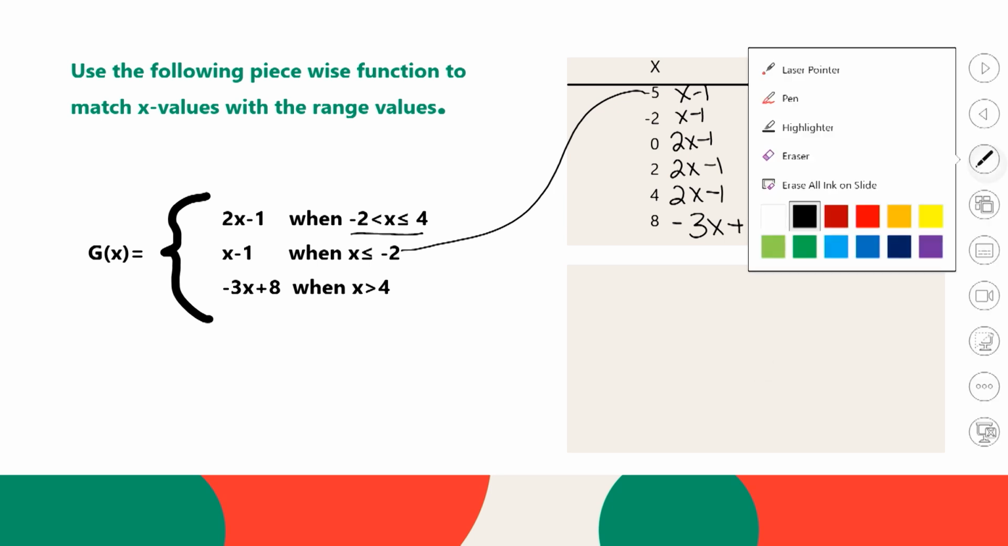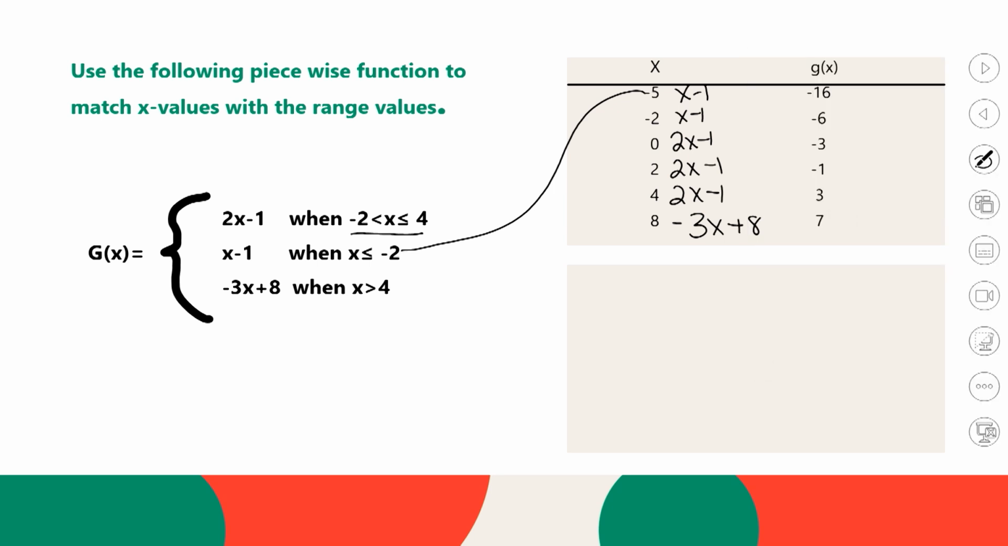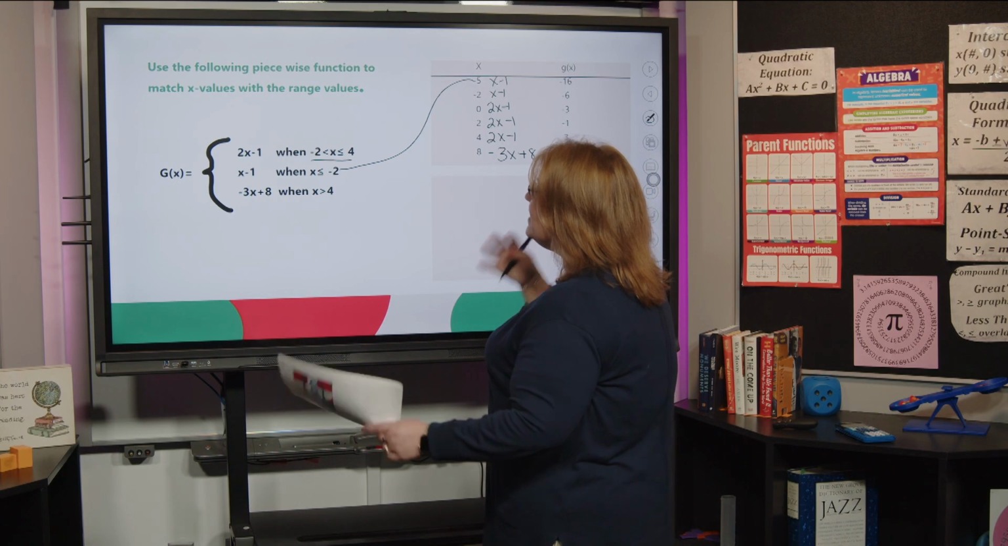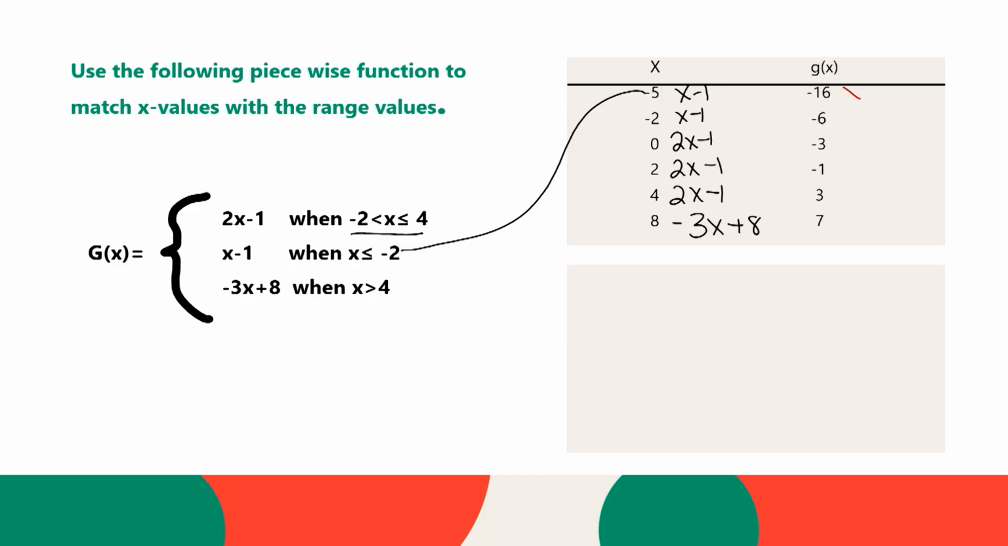All right, so now let's do this g of x. Let's see what we've got with g of x. So negative 16, where would negative 16 be? Negative 16 is going to be less than or equal to negative 2, so I have x minus 1. Well, what about negative 6? Same thing, x minus 1. Negative 3, yep, x minus 1. What about negative 1? Negative 1 is going to be between negative 2 and 4, so I'm going to say 2x minus 1. What about 3? Where is it situated at? 2x minus 1. Now what about 7? Yep, that last one, negative 3x plus 8.